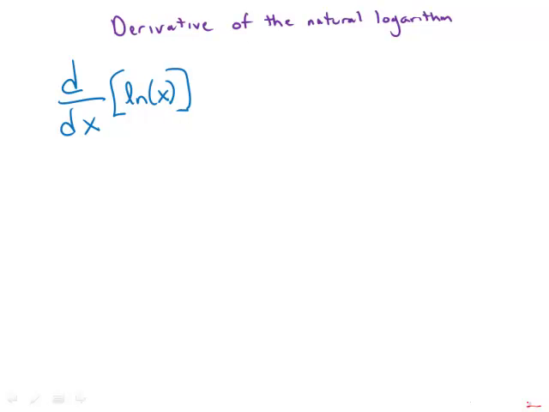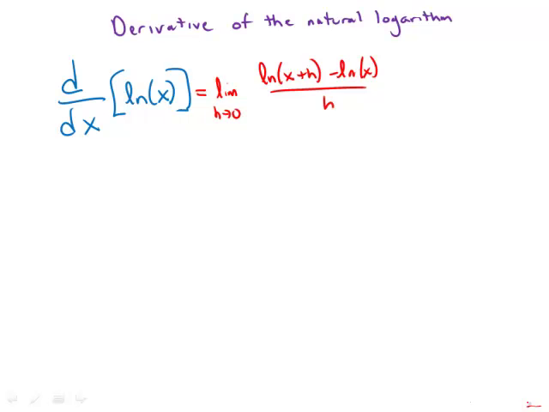Now we're ready to talk about the derivative of the natural logarithm function. And keep in mind, the natural logarithm function is a logarithm with a base of e. So, going back to the definition of the derivative, we'll have the limit as h goes to 0 of log(x plus h) minus log x, over h.